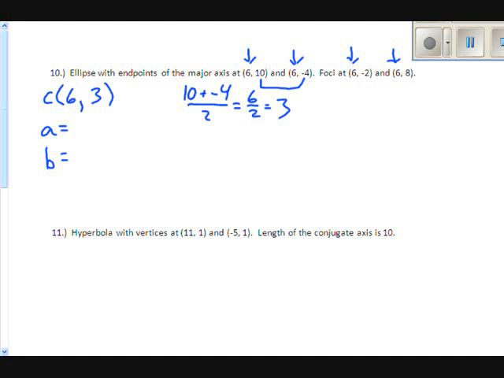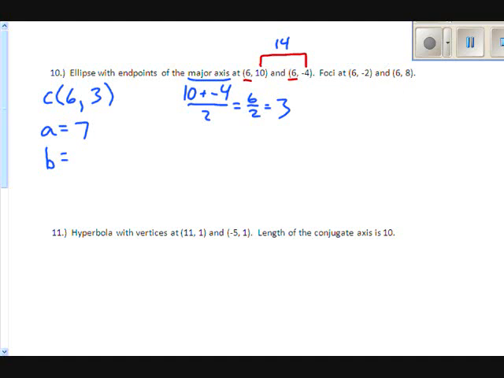For the a value, I need the distance, and I could use my distance formula. However, with these, there's a shortcut. Since the sixes are the same, I just need the distance between 10 and -4. So I can just count. If I counted from -4 all the way up to 10, it would be 14 spaces. So the major axis is 14 units long, which means my a value is half of that. It's 7.